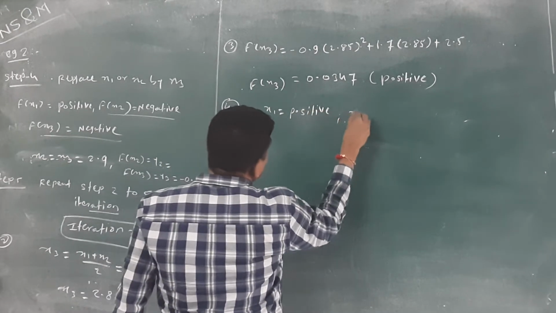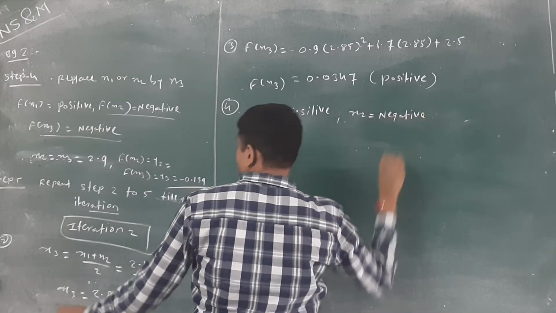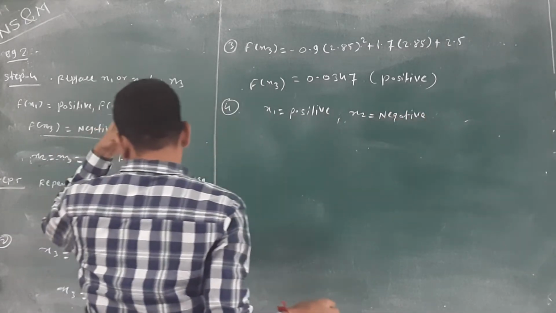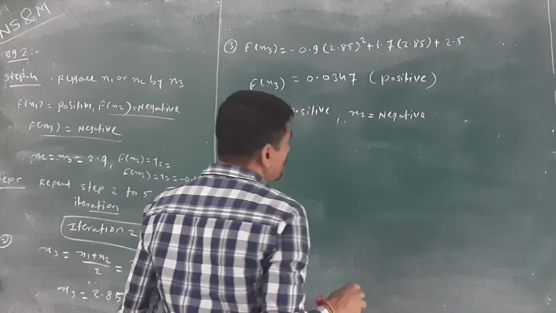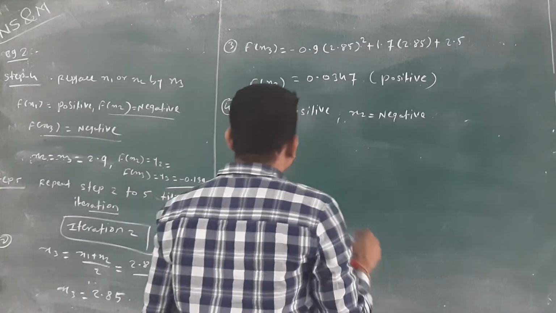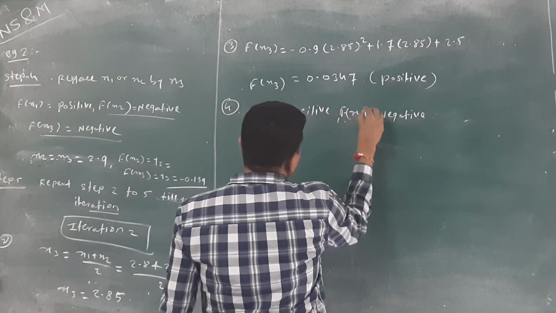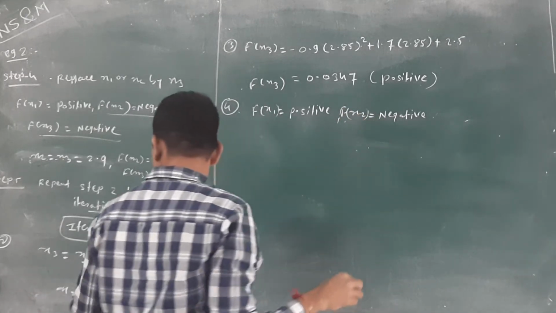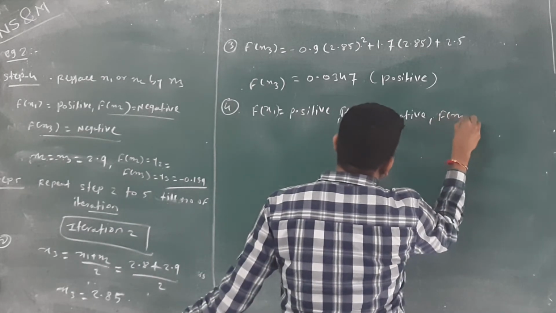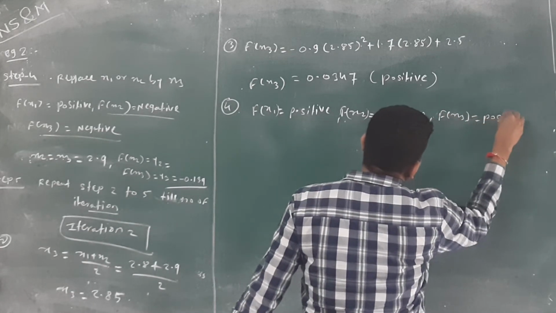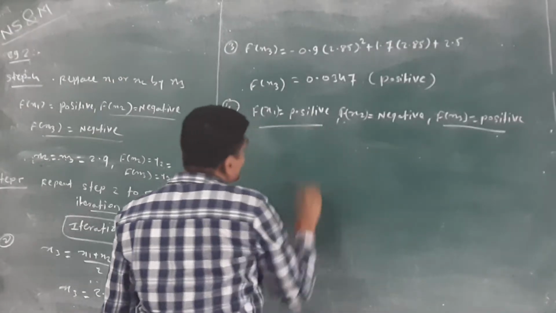Okay, x2 is negative. Next, f of x1 is positive, f of x2 is negative, and f of x3 is again positive. Then which two have the same sign? f of x3 and f of x1.